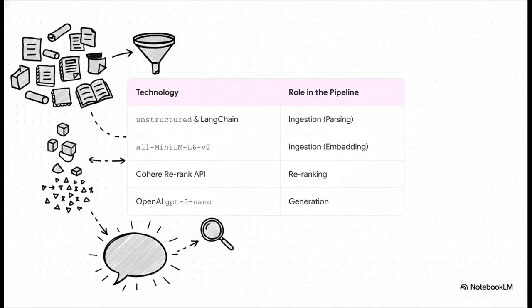Now, let's look at the actual tools that make this pipeline hum. For that first step, ingestion, it uses libraries called Unstructured and LangChain. Why? Because they're amazing at handling pretty much any file type you throw at them. To create those meaning-based numbers, those embeddings, it uses a model called all-MiniLM-L6-v2, which is super fast and efficient. Then, for that critical re-ranking step, it calls on Cohere's API to really zero in on the best results. And to top it all off, it uses an OpenAI model to write that final polished answer, complete with citations. Every tool here was picked for a very specific job.